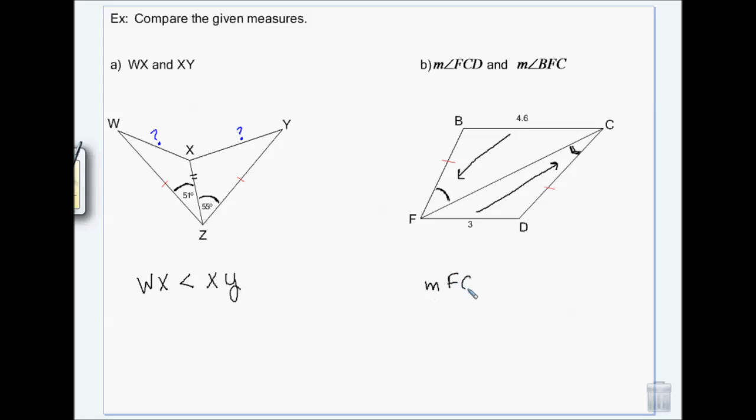I forgot to put the angle symbol in there. The measure of angle FCD is going to be less than. Okay, smaller side, smaller angle.